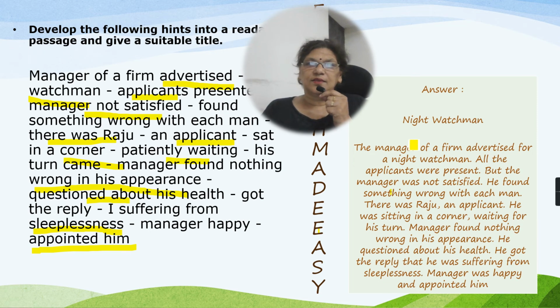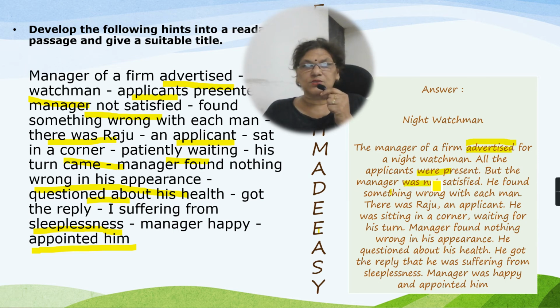So the answer is, now as I told you, suitable title: Night Watchman. The manager of a firm advertised. See this word advertised, okay? Advertised जो word है, that is the past tense, okay? As I told you कि story present tense में चल रही है, तो आपको past form use करना है. All the applicants were present, okay? यहाँ पे were आपका past है.